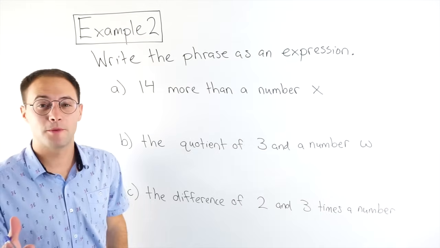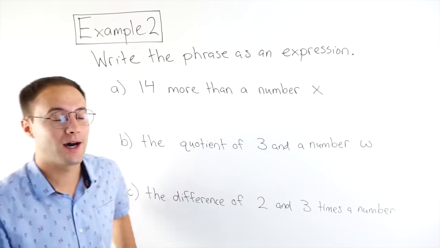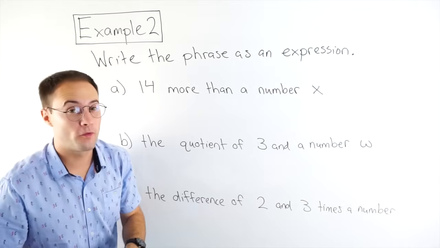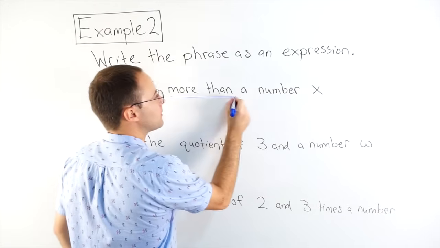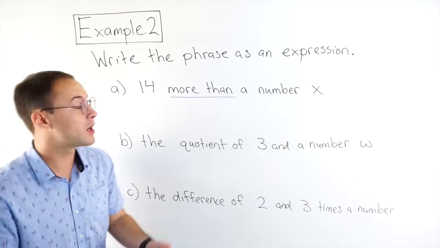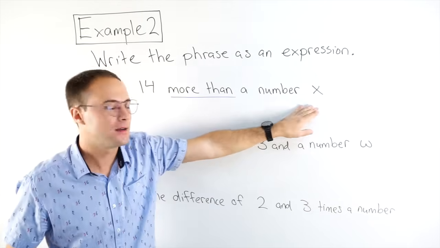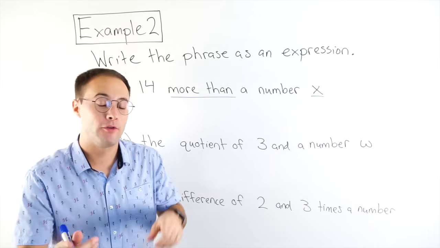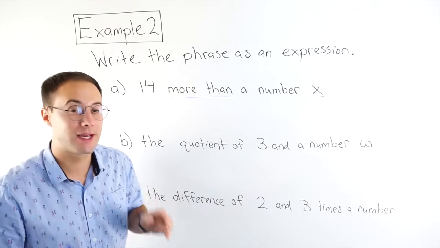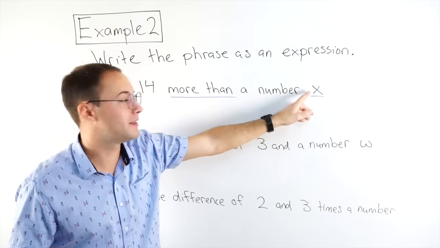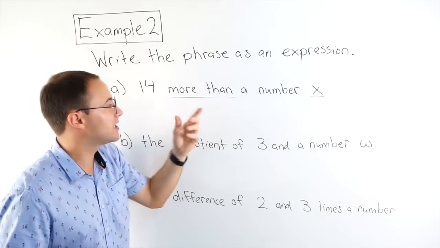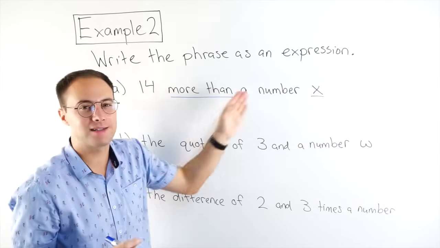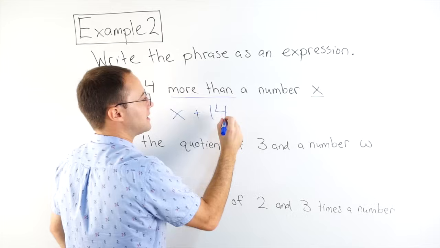Let's try another example. Okay, example 2. Write the phrase as an expression. So we're doing the same thing from example 1. We're looking for those key words. Let's start with A. 14 more than a number x. Well, hopefully the key phrase that you see here is more than. Okay. And we remember more than means addition. So what are we adding? We've got 14 and we've got a number x, right? Now, we're no longer writing numerical expressions, we're writing algebraic expressions. And if you remember from the video before, it's going to be an algebraic expression because we have an unknown. We've got a variable, this x. So let's write it. We know we're dealing with addition. If you remember from example 1, more than, you got to remember the order is changed. So instead of 14 plus x, it's going to be x plus 14.